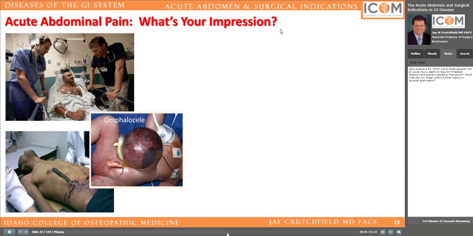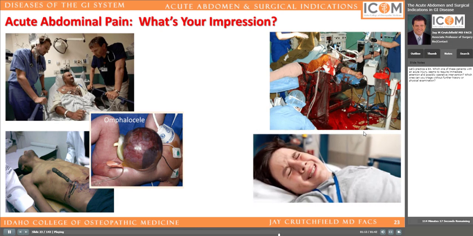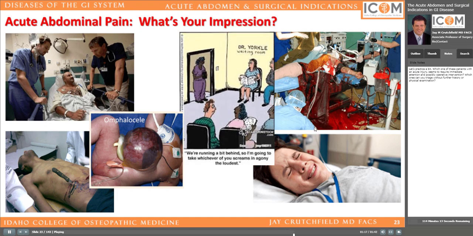In the right upper quadrant of this slide, we see an operating room where there's blood all over the floor. This patient needed emergency surgery and probably was whisked away to the operating room without a history or physical exam. And the young lady in the right lower quadrant of this slide is writhing in pain. Now, that brings us to the next question.